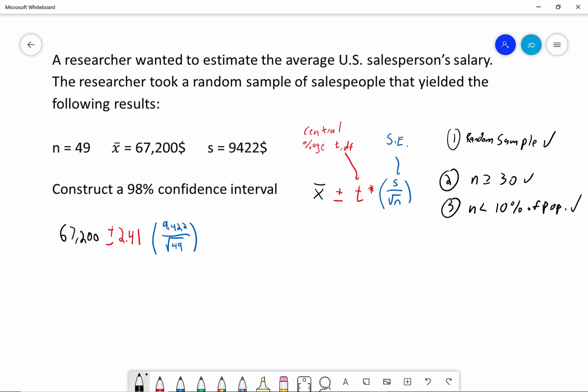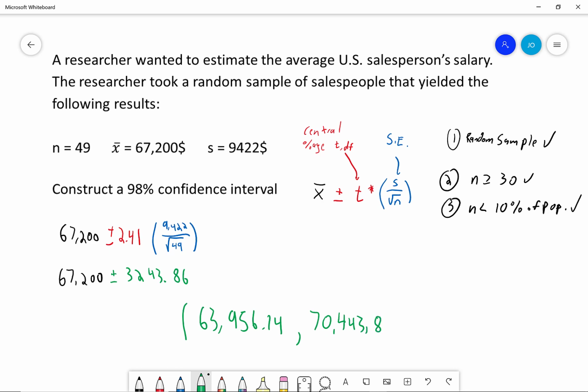If we were to construct our confidence interval, we would have a margin of error of plus or minus $3,243.86. Again, we'll add and subtract that to our sample statistic, our starting point, and we would end up with the interval of $63,956.14 to $70,443.86. What this is saying is we are 98% confident.